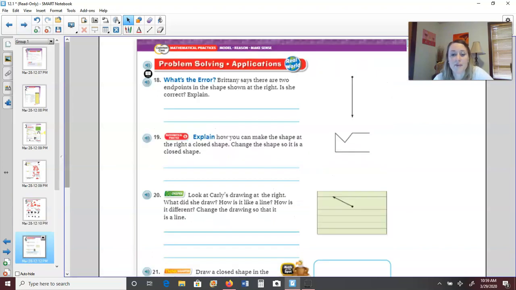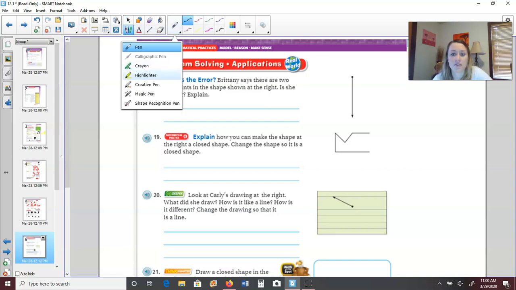All right, moving on to our problem solving, boys and girls. This is where we know it gets a little trickier. And so if we look at number 18, what's the error here? Brittany says there are 2 endpoints in the shape shown at the right. Is she correct? Okay, she's saying there are 2 endpoints. So let's take a closer look here.